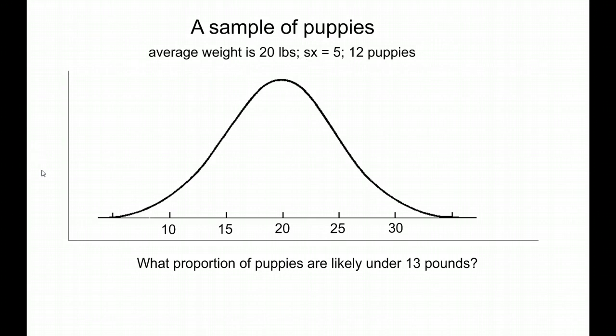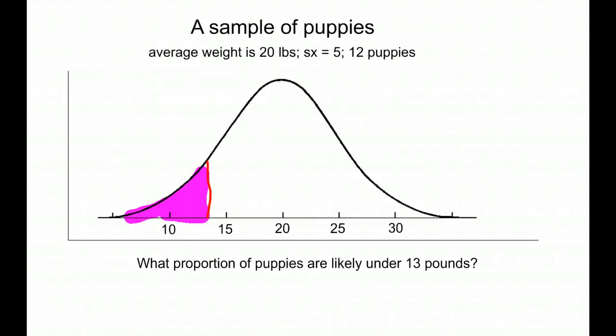Now let's go ahead and answer a new question. What proportion of puppies are likely under 13 pounds? Well, if we mark our 13 pounds on here again, somewhere roughly around there, this time we want to find the area under the curve. What proportion are under 13 pounds? So we want to find the area in this part right here. In order to do that, we're going to take the same approach we did before, but we're going to have to add a little bit of extra work, because this time we care about things like sample size.